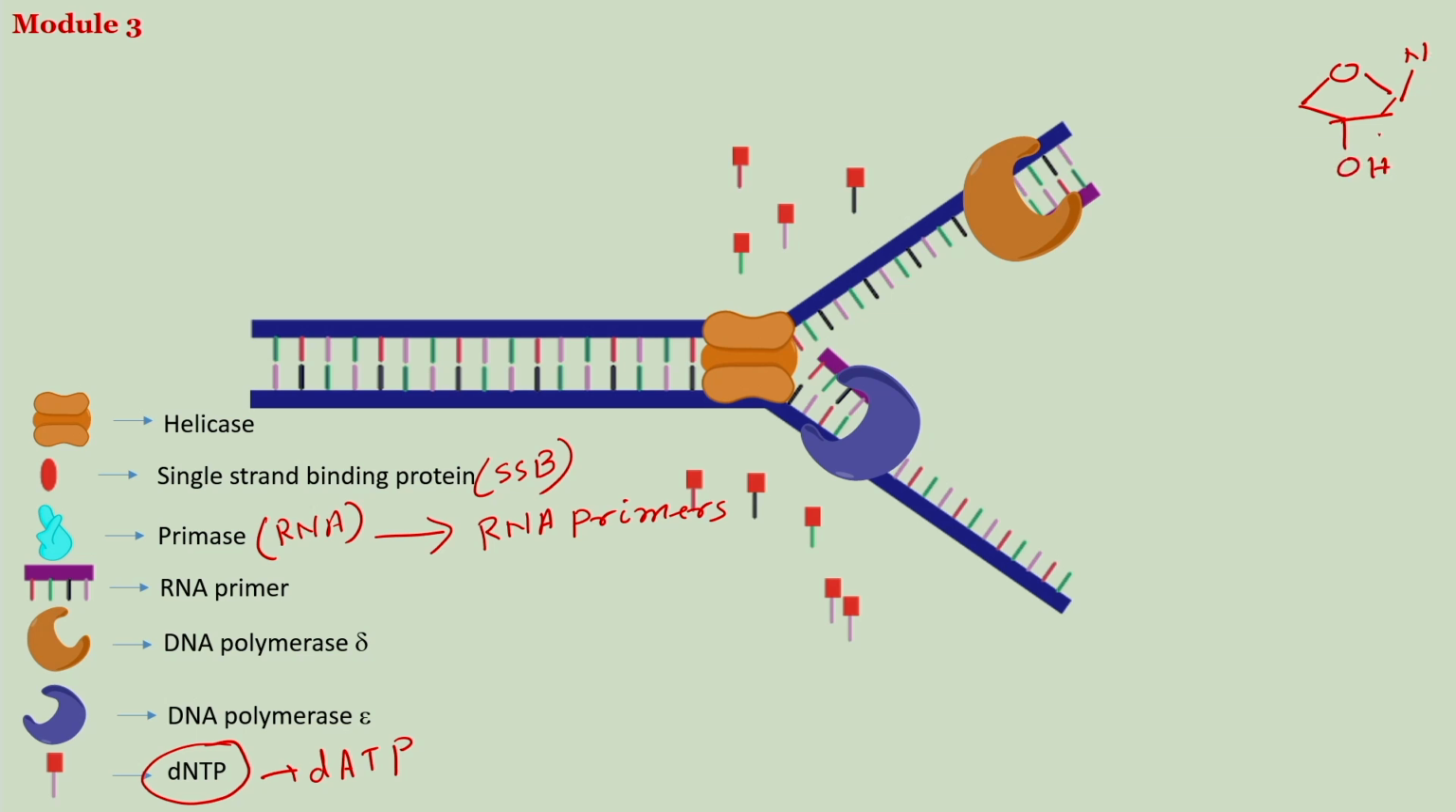This is the 3' hydroxyl, and this is your phosphate, OH or O minus. So, it is a triphosphate, deoxyribose nucleic acid triphosphates basically, and these are the monomers that are already present in our body in the form of triphosphates.